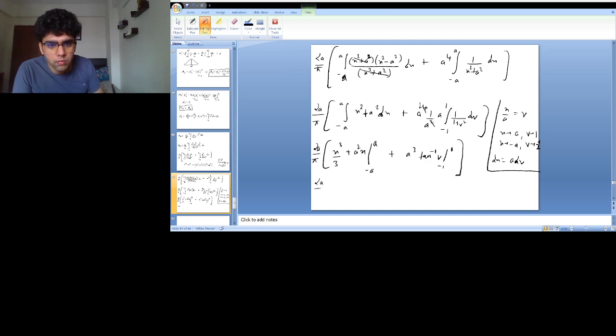So 2a upon pi, and this becomes, now putting in a cube upon 3, a cube upon 3 plus a cube, wait, this is minus, wait, I made an error here. This was minus because x square plus a square has been cancelled and we were left with x square, we were left with this term only. So this is x square minus a square.